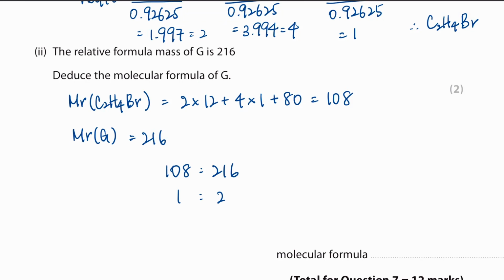Because the ratio between the empirical formula and the molecular formula is 1 to 2, then we know that the molecular formula has double the number of atoms of each element compared to your empirical formula. So because of that, we can say that the molecular formula is C4H8Br2.